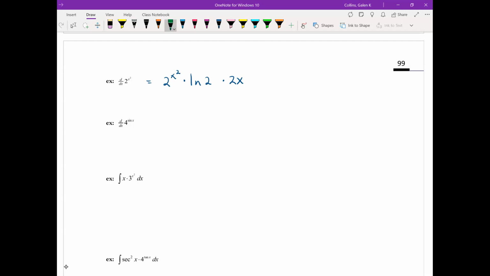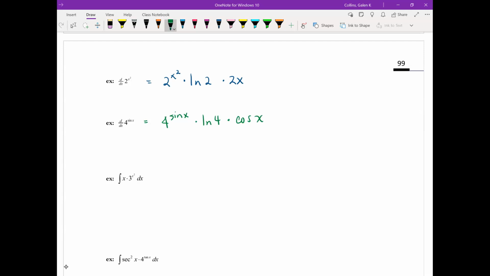All right, for our next example, we've got 4 to the power of the sine of x. So we've got an exponential base 4 where the junk, so to speak, is the sine of x. So 4 to the junk times the natural log base 4 times the derivative of the junk. So the derivative of the sine of x is the cosine of x.